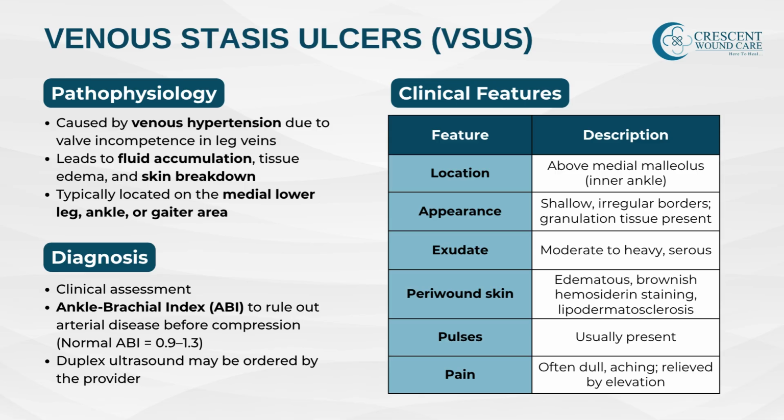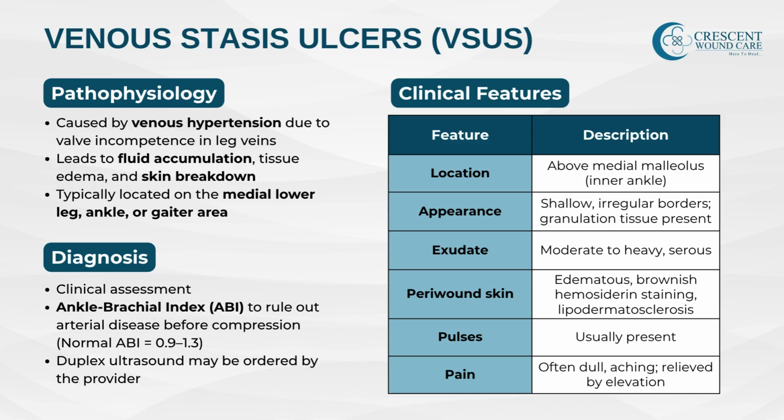All right, let's zoom in on venous stasis ulcers, or VSUs. These are the most common type of vascular ulcers, and they're directly linked to chronic venous insufficiency. Here's what's going on inside the leg. The veins, especially in the lower leg, have valves that are supposed to push blood back up to the heart. But when these valves become weak or damaged, blood starts to pool in the lower extremities. This increases the pressure in the veins, causes fluid to leak into surrounding tissue, and eventually leads to skin changes, and then ulcers.